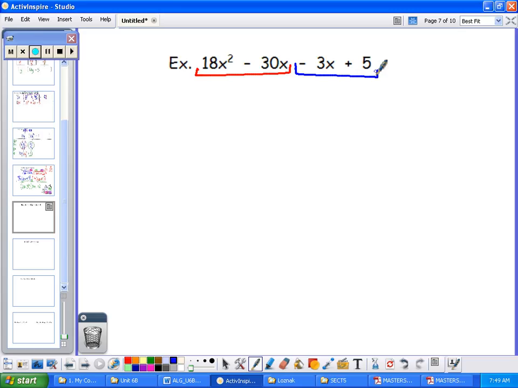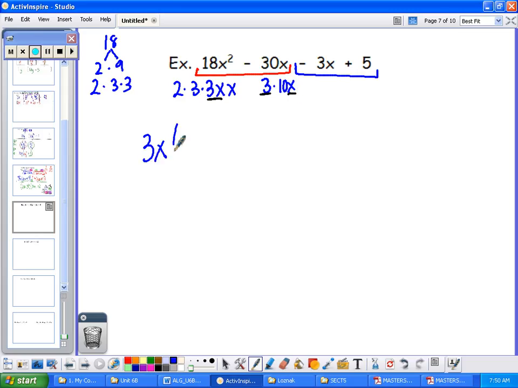So in order to do that, I'm going to break down 18 as 2 times 9 and then 3 times 3. Okay, so I know 18 is 2 times 3 times 3 and 2 x's, and 30 is 3 times 10 and an x. Alright, so what do they have in common? They have in common a 3 and an x. So here we go.